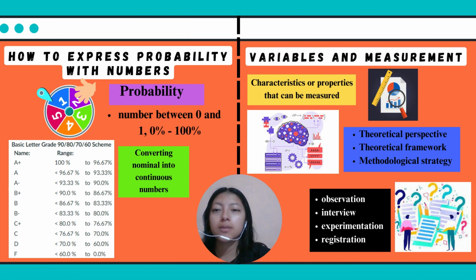I'm talking about how to express probability with numbers. Probability is usually expressed as a number between 0 and 1, where 0 represents the certainty that an event will not occur, and 1 represents the certainty that an event will occur. In addition, probability can be expressed as a percentage, where 0% means no probability and 100% means certainty.